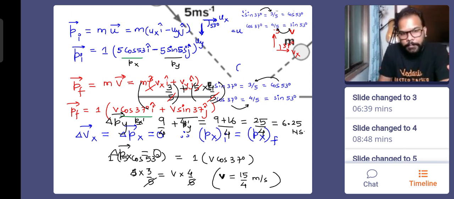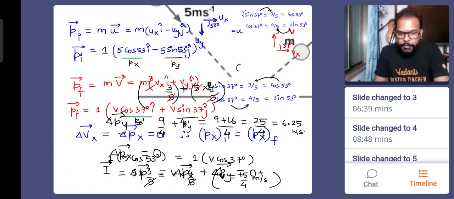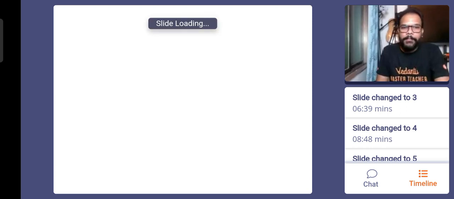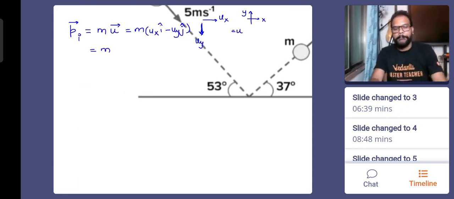Delta Px was how much? It was 0. So the overall change in momentum is the change in momentum in the x direction plus the change in momentum in the y direction, and that, my dear friends, is also equal to the overall value of impulse. Right? Impulse is nothing but change in momentum. This value is already 0. So 0 plus 6.25, overall 6.25 Newton second, with a plus sign. We got this. Okay, guys, everyone.